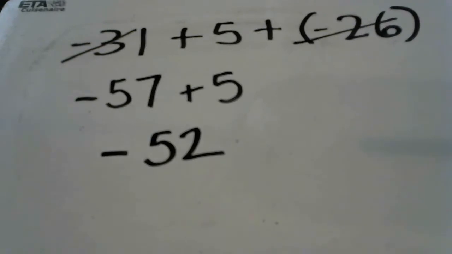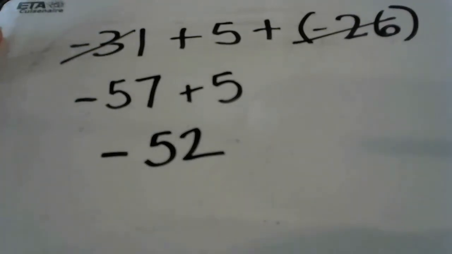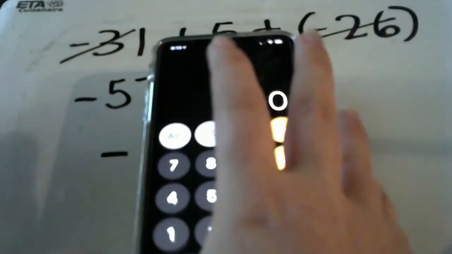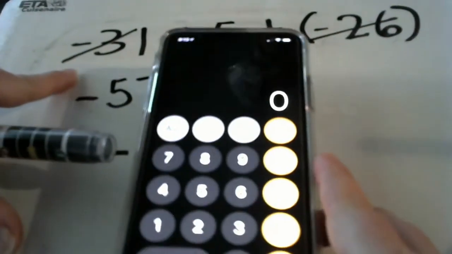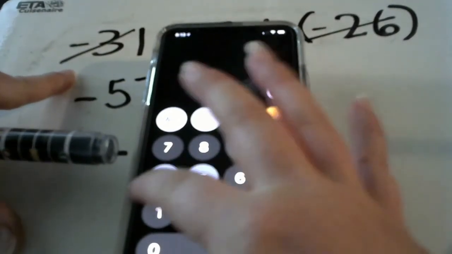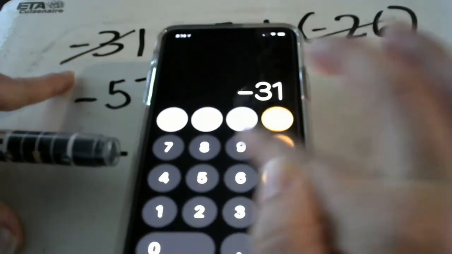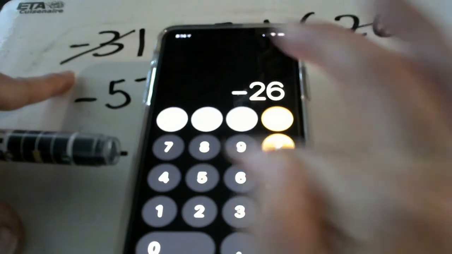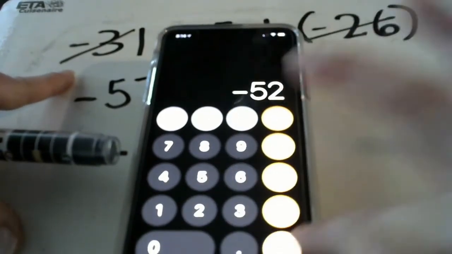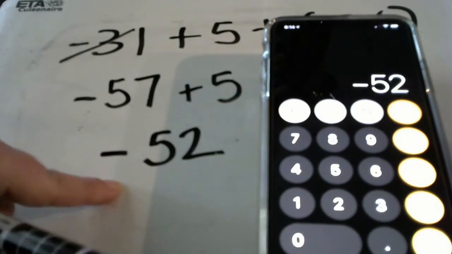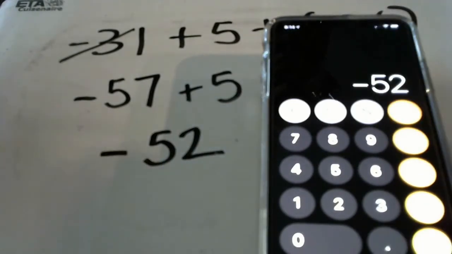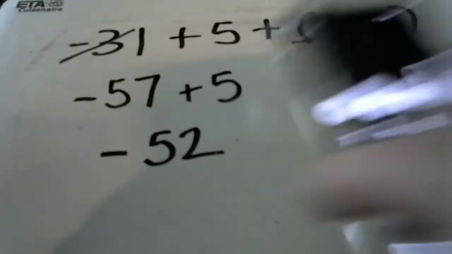And we can check it with a calculator if you want me to. Let me get my calculator on my phone up. All right, so if I put it in just like so, I do have negative 31 plus 5 plus negative 26. Negative 52. That's exactly what I got, okay? So I just wanted to show you that it does work, okay? All right, now let me do one more example.